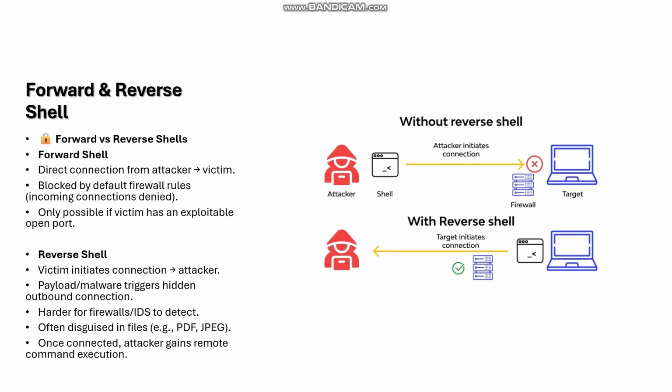So that's why we said it is harder for firewalls or intrusion detection systems to detect a reverse shell, because this is often disguised in files, PDFs, pictures, and so on and so forth. Okay. So once this connection is established, the attacker gains remote command execution. Okay. So let's move forward.